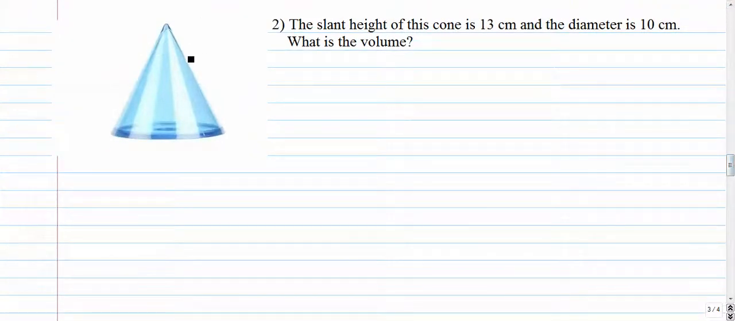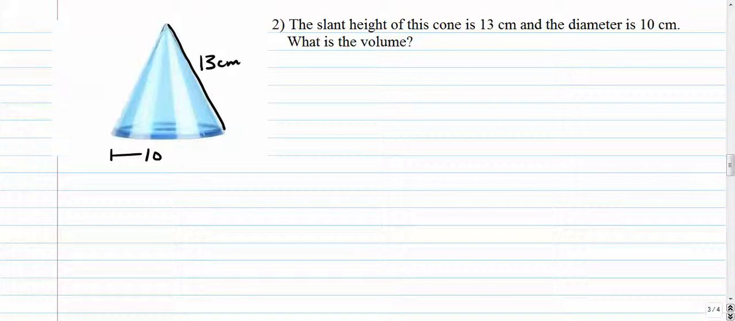Number two, the slant height of this cone is 13, so that's going to be this distance right here. That's 13 centimeters. And the diameter of this thing is 10 centimeters. Notice that we do not know the height. The height of this thing would go right down the center and end up right in the middle. We have no idea what that is right now. So we have to find that.